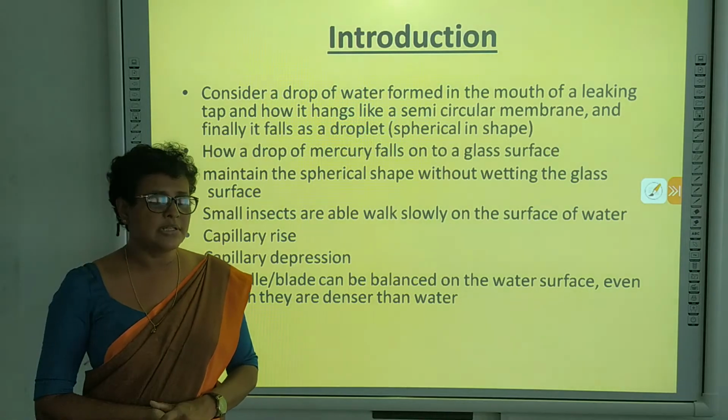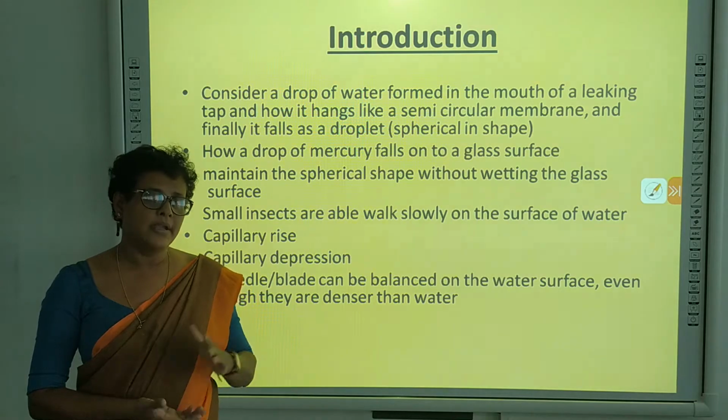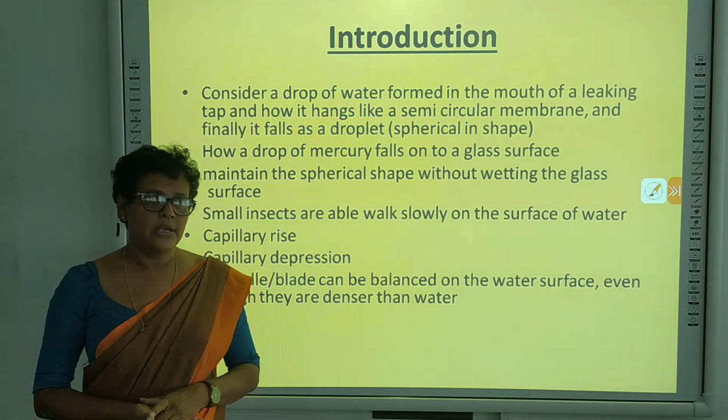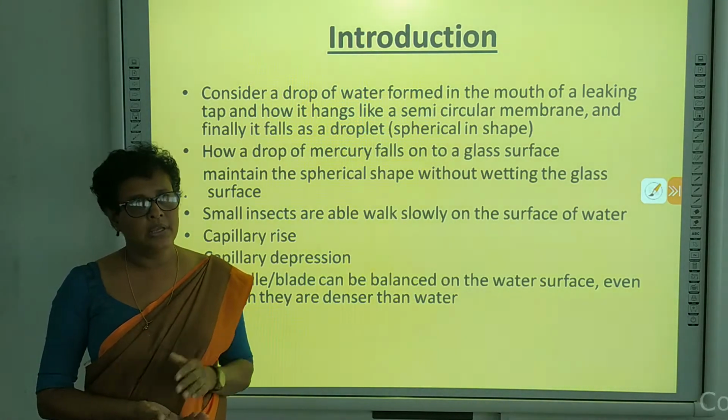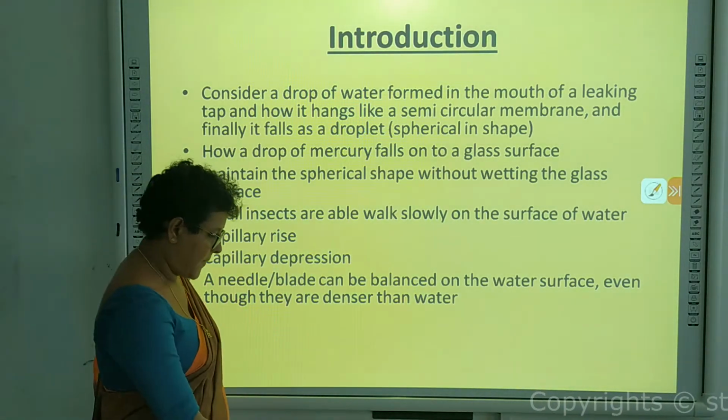And in physics also we have surface tension. If you dip a capillary tube inside a water beaker or any other liquid, it will give a rise or a depression. Now these are all due to surface tension, right?